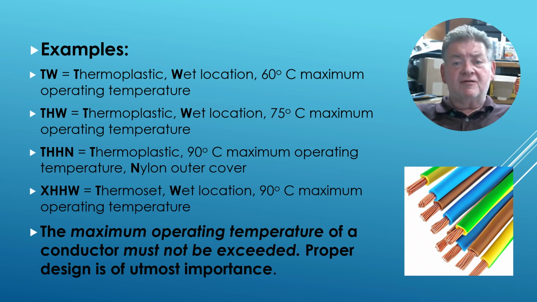Now, that thermoset insulation is a little bit more rugged, more robust than thermoplastic. It can take a little bit more abuse. Therefore, many times on your larger size conductors, you'll see thermoset insulation, XHHW, because the larger conductors generally take a little bit more abuse on the install. That thermoset insulation can handle that abuse a little bit better than the thermoplastic can.